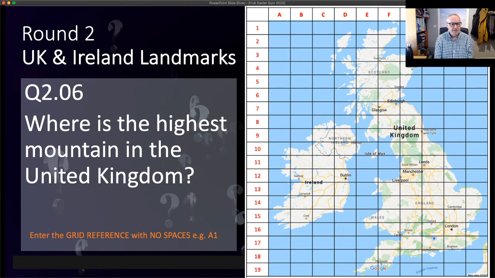Okay, question number 6. Where is the highest mountain in the United Kingdom? So earlier it was the highest mountain in Wales. Now what is the highest mountain in the United Kingdom? You may know what it is, but do you know where it is?